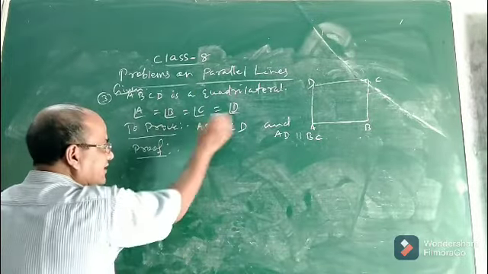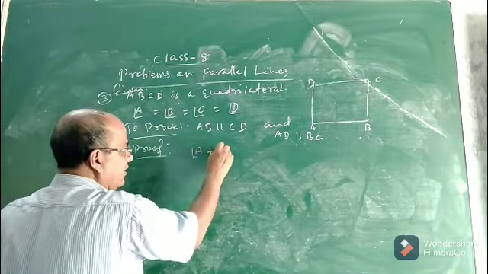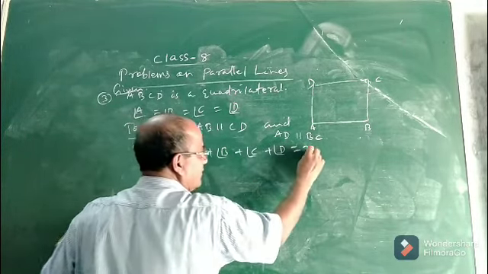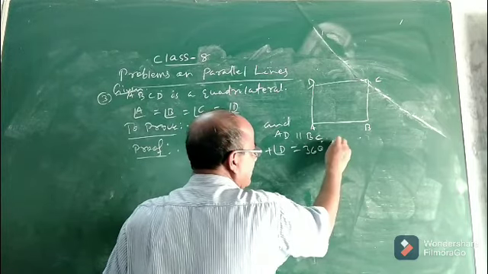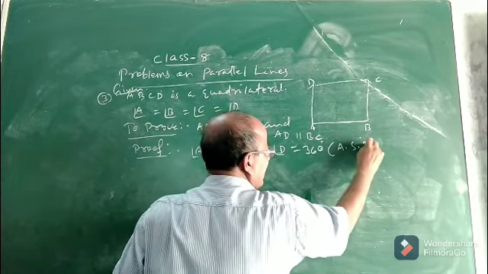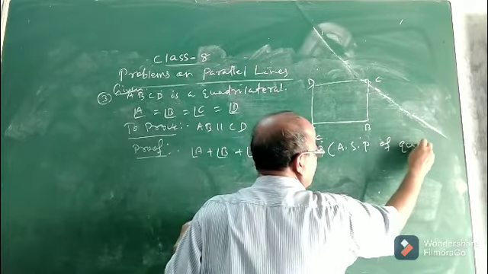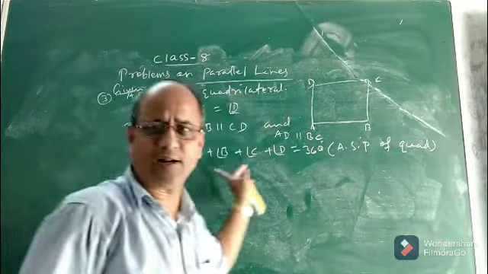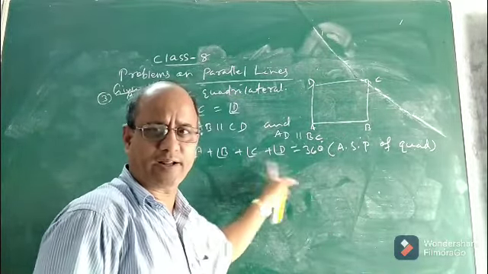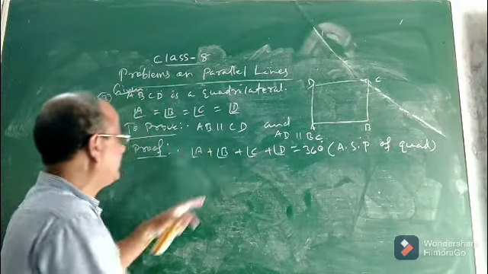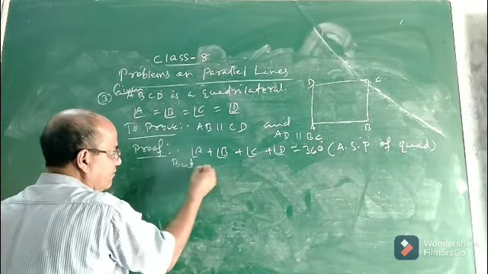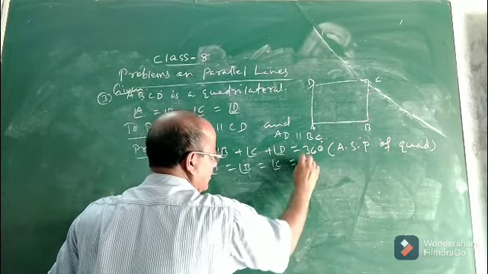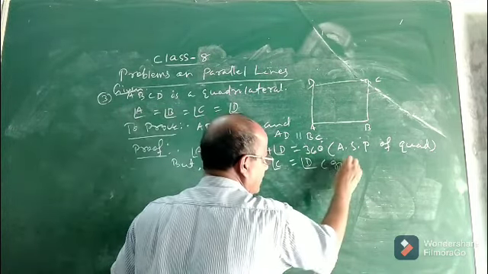Since ABCD is a quadrilateral, angle A plus angle B plus angle C plus angle D will be 360 degrees. Why? The reason is the angle sum property of a quadrilateral, that the sum of all the four interior angles is equal to 360 degrees. But we are given each angle equal: angle A equal to angle B equal to angle C equal to angle D.